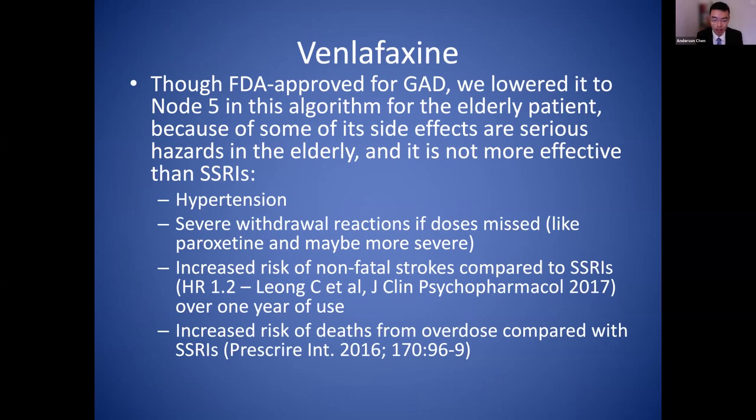So what are some of the side effects that I'm talking about? Well, the risk of hypertension is something you want to be thinking about, and uncontrolled hypertension can really impact the overall health of the patient, especially when you're talking about strokes, cardiovascular risk, vascular dementia. Those are significant insults. There can be severe withdrawal reactions if a dose is missed, just like paroxetine, maybe even more severe. And I had talked about how that's a really true risk in our patient population. There's also increased risk of non-fatal strokes compared to SSRIs over 1 year of use. There's increased risk of death from overdose compared with SSRIs. So for those reasons, we lowered it to note 5.